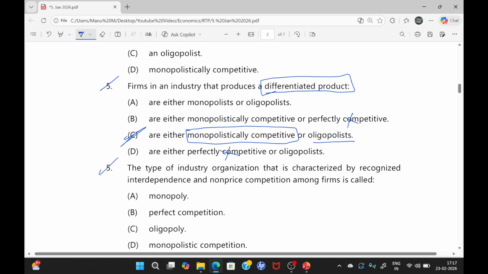Next question. Type of industry organization that is characterized by recognized interdependence. There is a recognized interdependence and non-price competition. Non-price competition means competition with respect to producing quality products, not related to the price. If you read the institute material, they have written strategic interdependence and non-price competition as a feature under the oligopoly structure of the market. You can go by C.